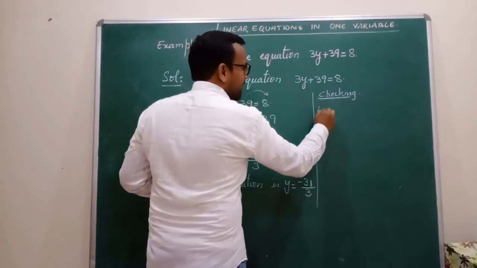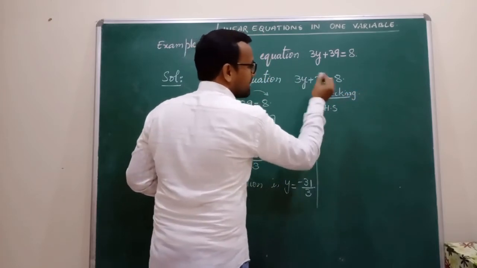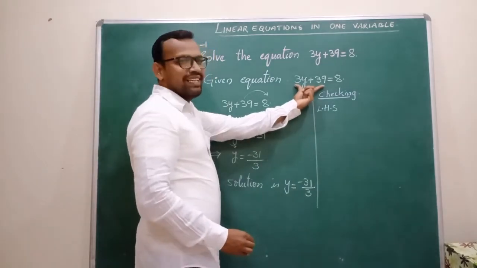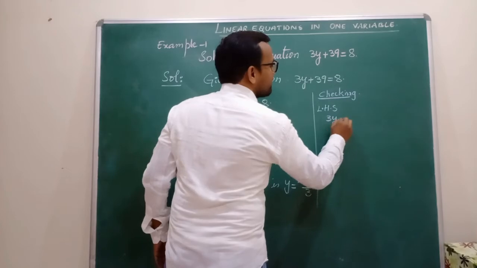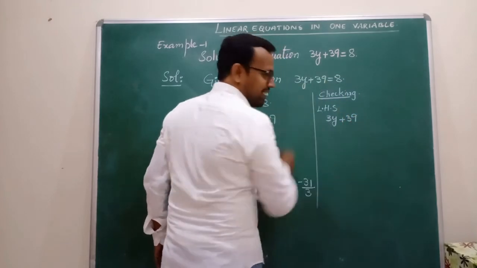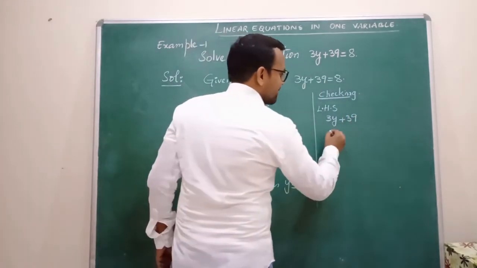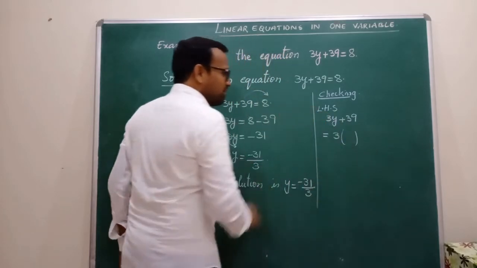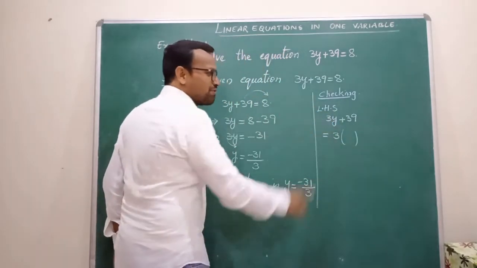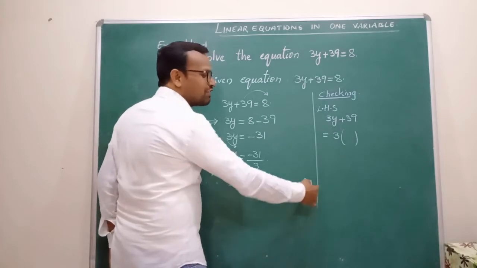Let me take the LHS, left hand side. What is the left hand side here? 3y plus 39. Yes, 3y plus 39. That is equal to 3. What is the value of y? In place of y, let me write the value of y.